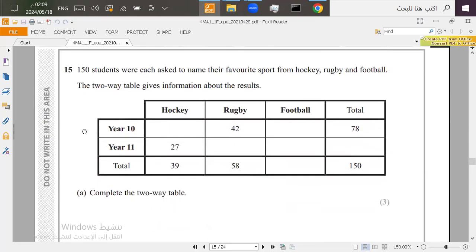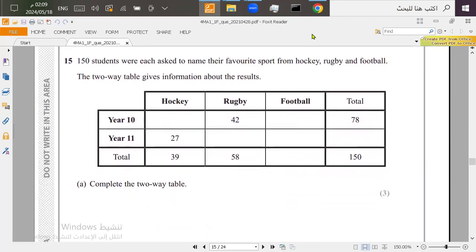Question 15. Okay. 150 students were each asked to name their favorite sport from hockey, rugby, and football. The two-way table gives information about the results. These are the people here and the results of the survey.